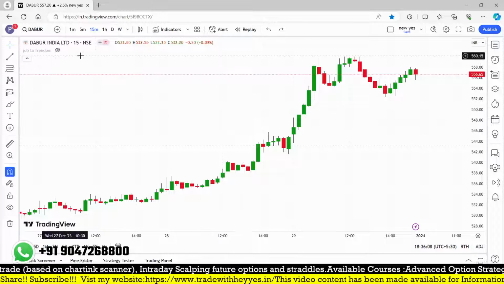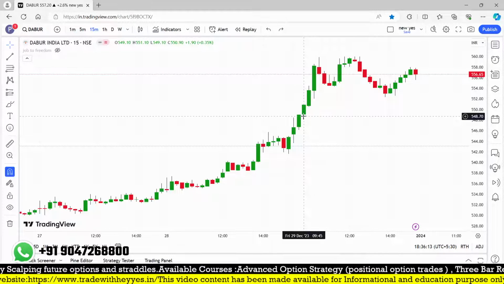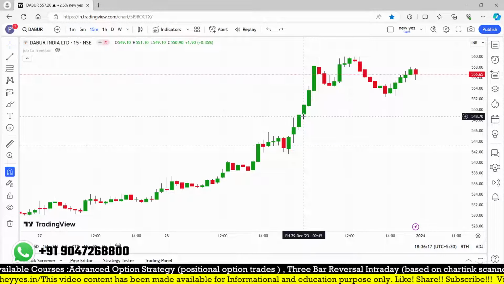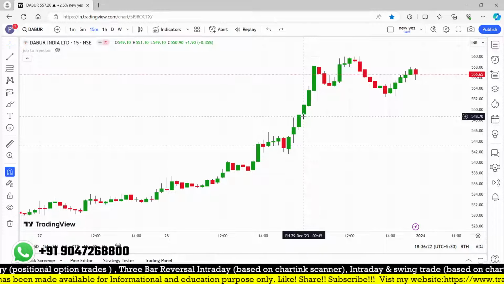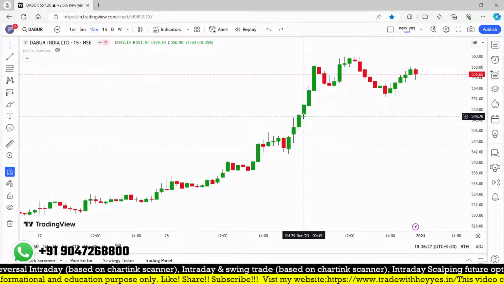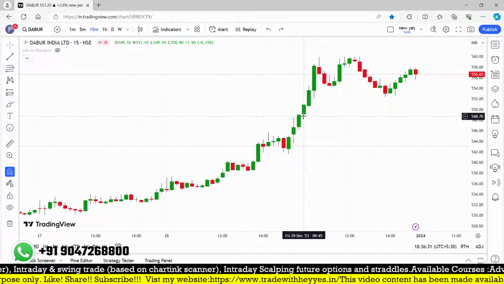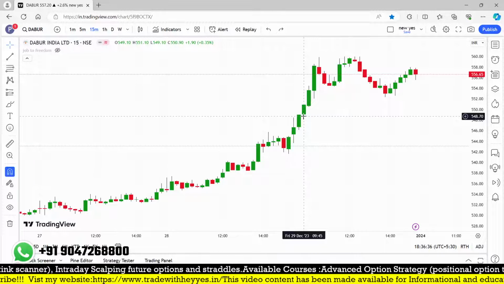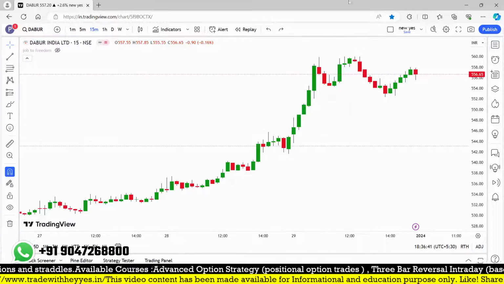Here is Dabur, which gave an opportunity at this particular candle. The third 15-minute candle closed above the ADR level. We use two ADR indicators, not only one, so two levels. One is the 10-period ADR and the other is the 5-period ADR, so we are comparing two ADR levels. Based on those ADR levels, we are planning breakout trades. It is not about swing trades, it's purely a breakout trade. Whenever the stock breaks the previous high, we plan for a trade opportunity. Maybe we can utilize it for option trading.